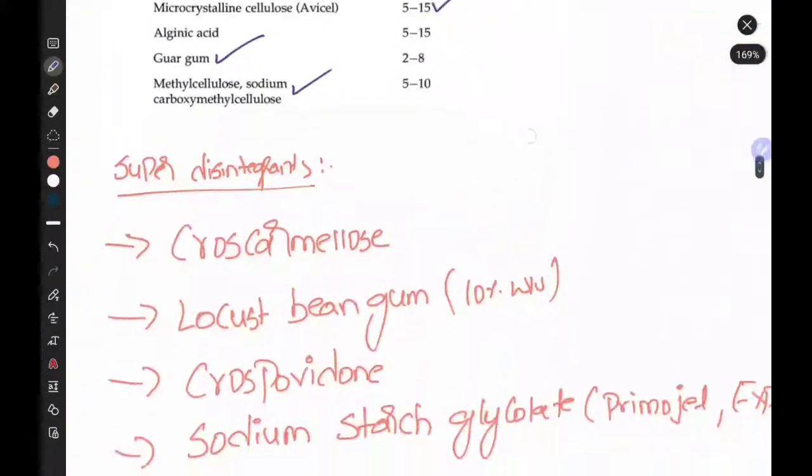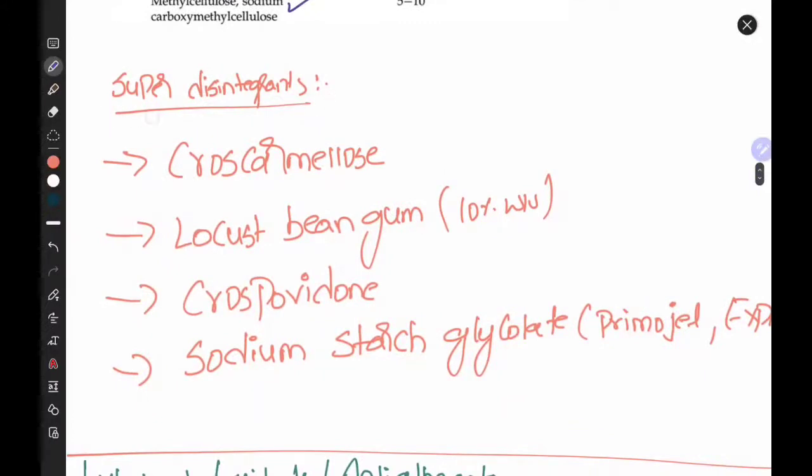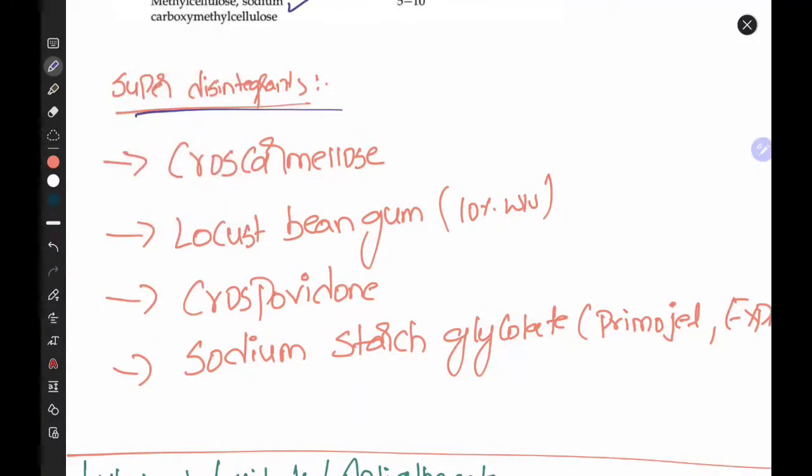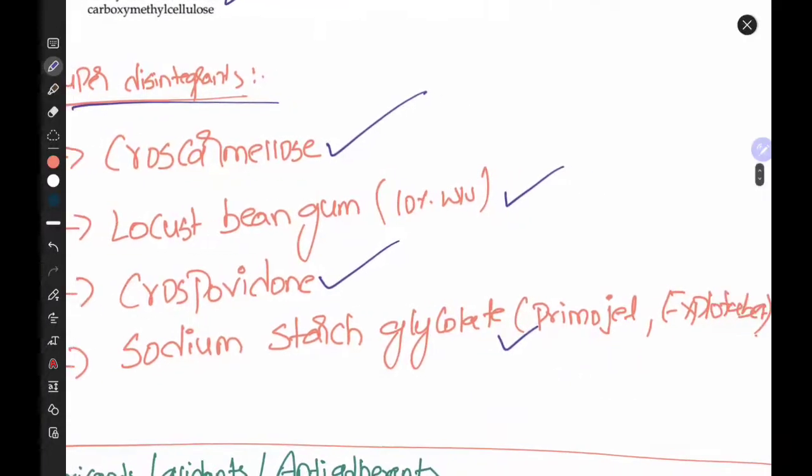The main thing we need to notice here is super disintegrants. These are super disintegrants. They will disintegrate a tablet within seconds. Examples are croscarmellose, locust gum 10%, crospovidone, and sodium starch glycolate. The brand names are Primogel and Explotab.